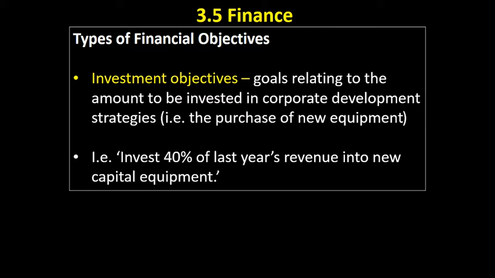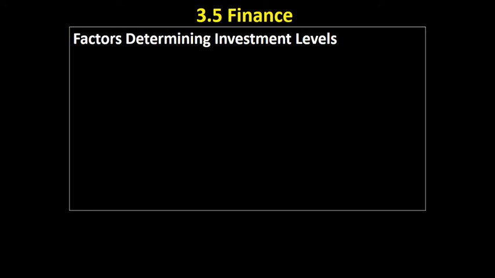So the types of financial objectives, I think I went over these in the last video, but an investment objective is goals related to the amount to be invested in corporate development strategies, i.e. perhaps the purchasing of new equipment. So an objective might be invest 40% of last year's revenue into new capital equipment. So you're spending 40% of what you made in sales last year, maybe investing in a new computer system or new machinery that will make your product better, etc. So that would be a typical investment objective.